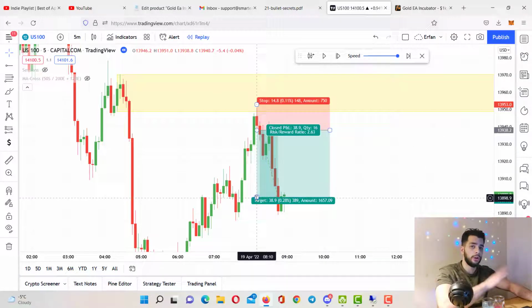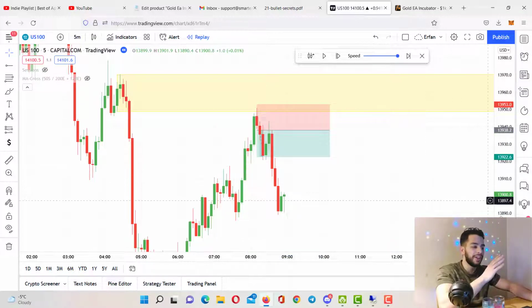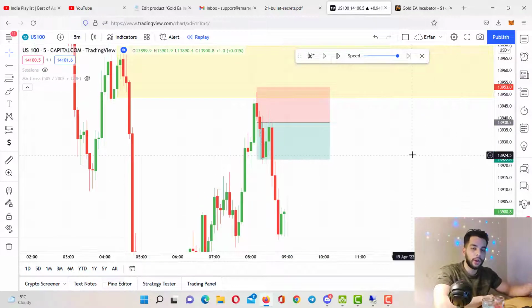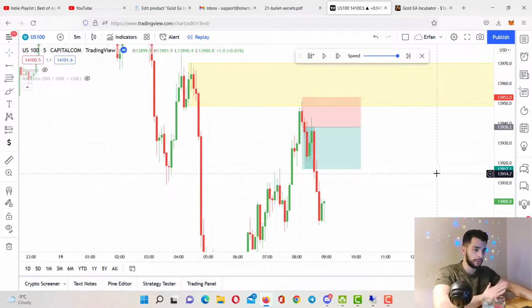But 1-to-1 is always recommended to take, and in this case you just could take your trade and be done for the day. And this is exactly what I did. I actually closed my trade somewhere around here. It was a really good one.